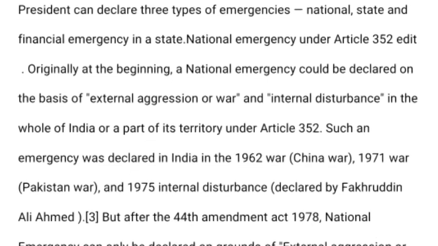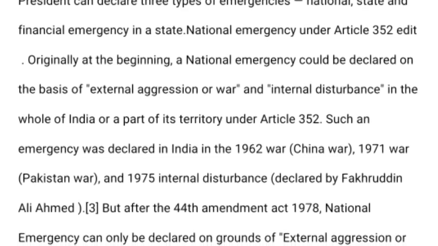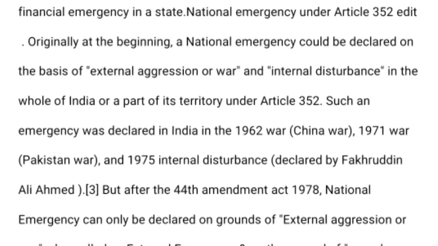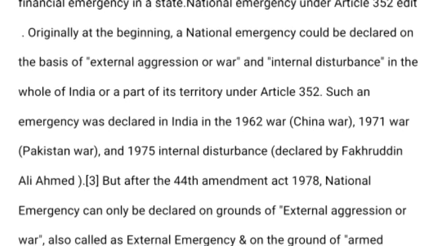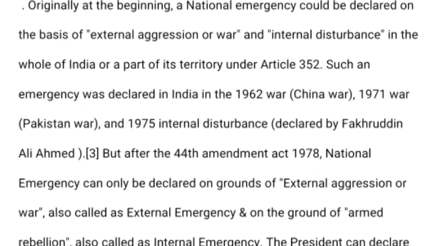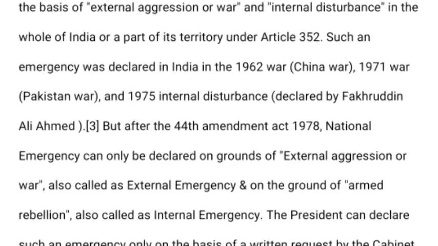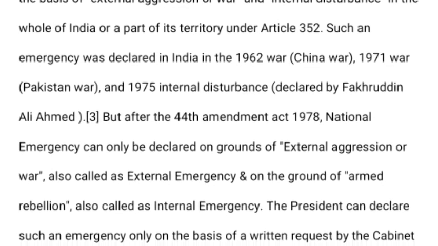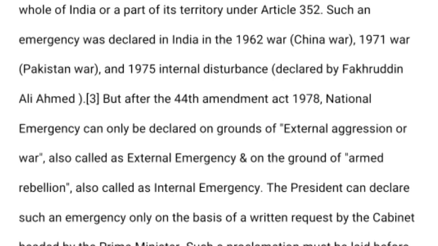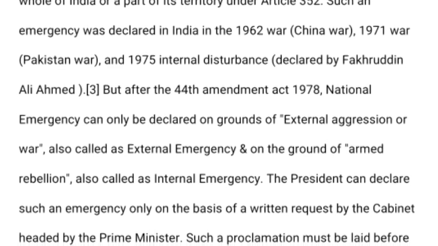Originally, at the beginning, a national emergency could be declared on the basis of external aggression or war and internal disturbance in the whole of India or a part of its territory under Article 352. Such an emergency was declared in India in the 1962 war, China War, 1971 war, Pakistan War, and 1975 internal disturbance declared by Fakhruddin Ali Ahmad.